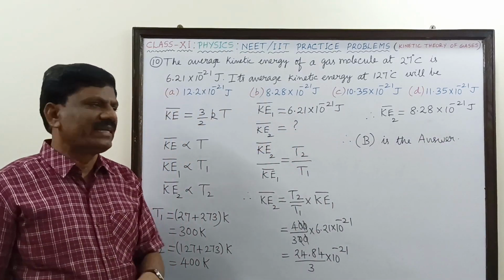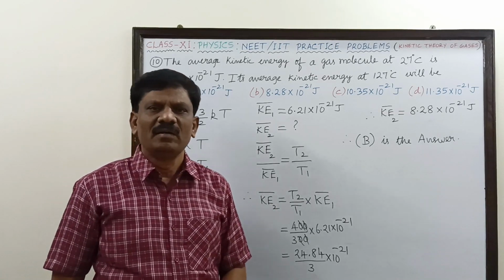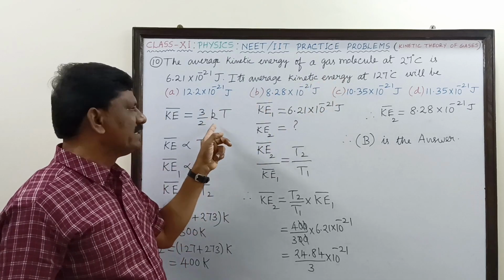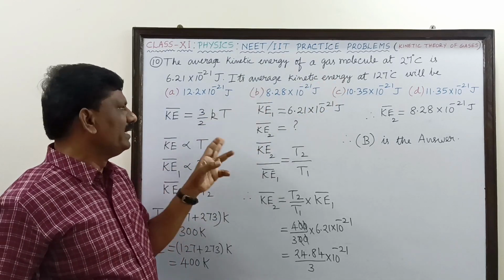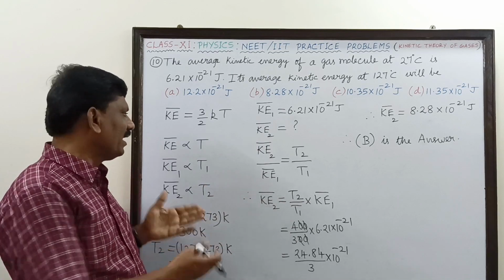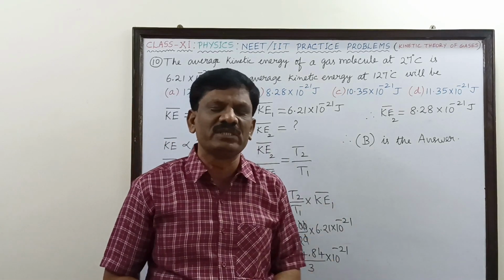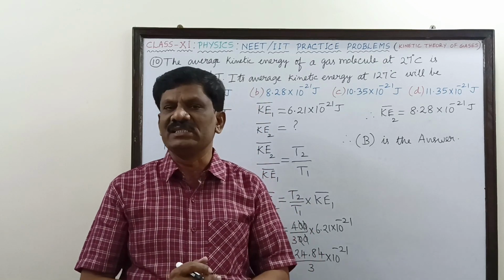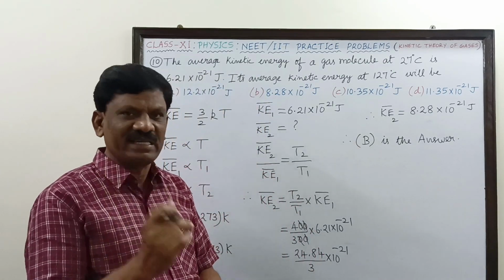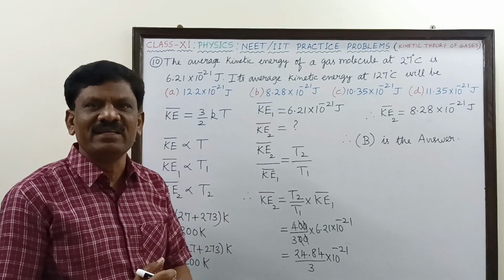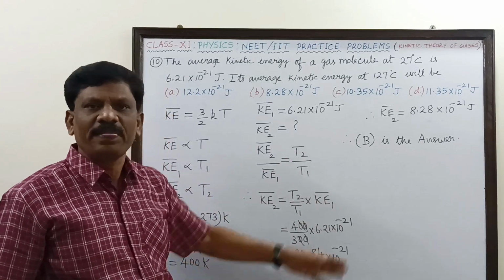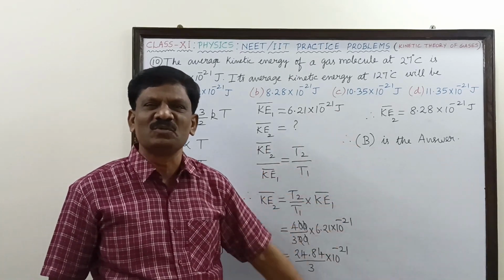So we started with the expression for the kinetic energy per molecule because it is given of a gas molecule. For 1 mole, 3 by 2 RT also we can substitute, but in both the cases the average kinetic energy is directly proportional to the absolute temperature. That means temperature must be converted in Kelvin. Take care. Don't substitute directly in degree Celsius. So after substituting, we have got the answer as option B. I hope you must have understood well.